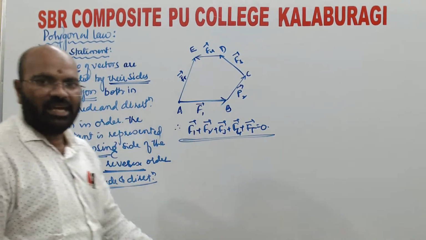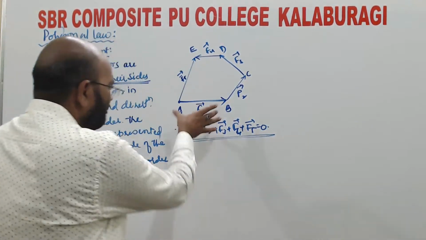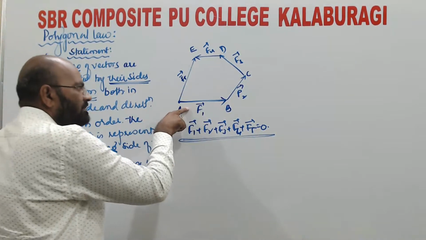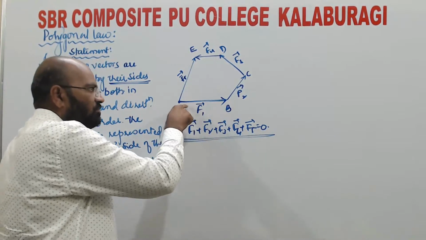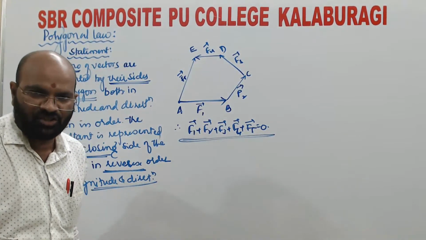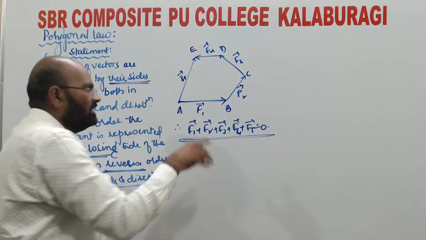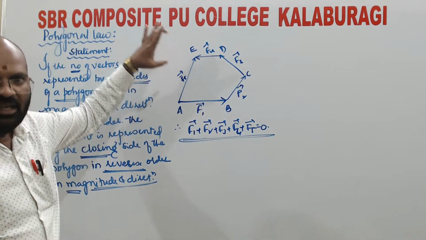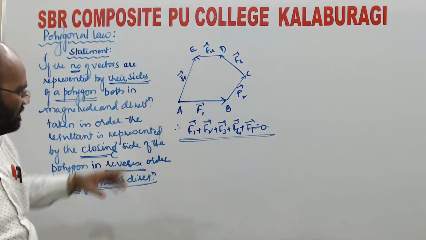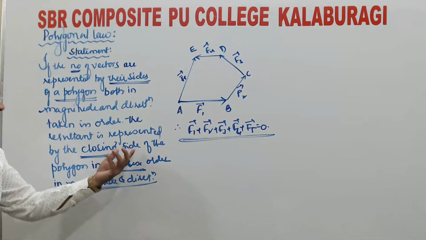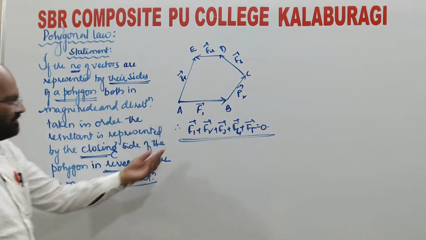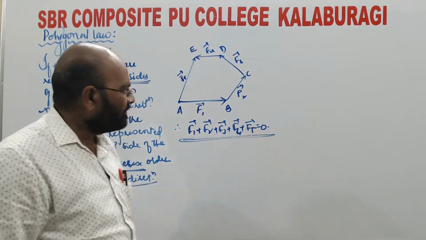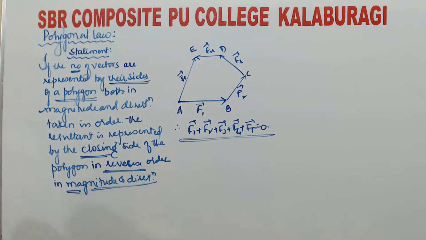Just to remember, we consider n number of vectors represented by magnitude and direction. All the vectors will be taken in the same direction, but the resultant will be taken in the reverse direction, and that reverse direction gives you the magnitude and direction of the resultant of the given vectors. Therefore, F1 plus F2 plus F3 plus F4 plus F5 is equal to 0. This is what we call the polygonal law of vector addition.